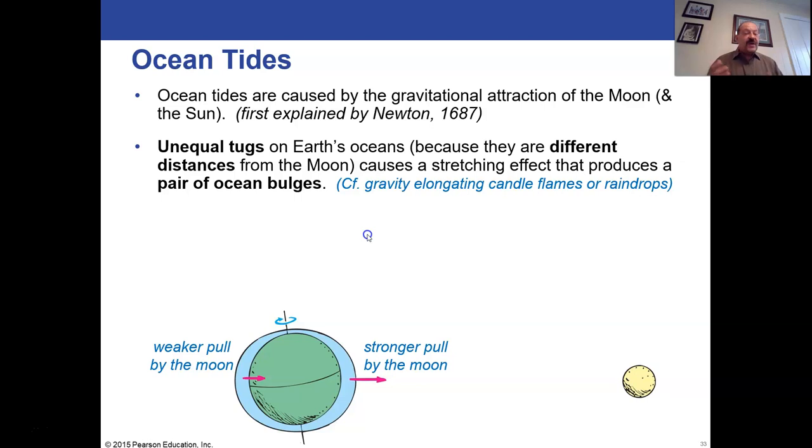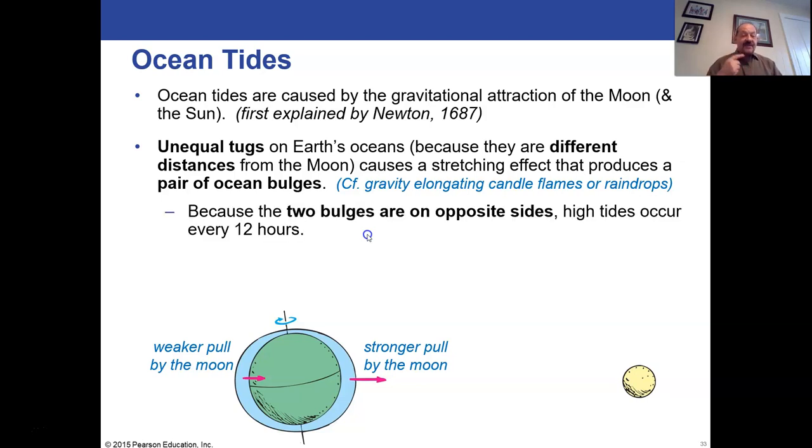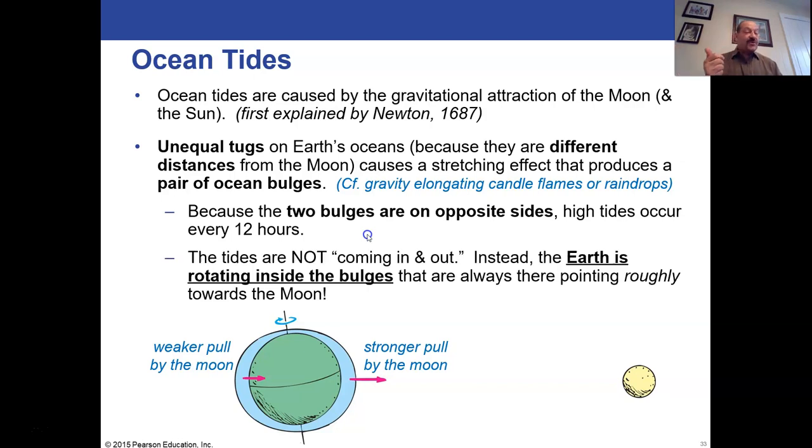And as a result, you end up with this permanent bulge in the Earth's oceans that is always bulging on the front side towards the moon and the back side away from the moon. It's just kind of stretched over. So you end up with this oval of water that the Earth is actually spinning inside of. And because the bulges are on the opposite sides, you get high tides every 12 hours. You get a high tide when it's facing the moon, and you get a high tide when it's facing exactly opposite the moon. And in between are your two low tides.